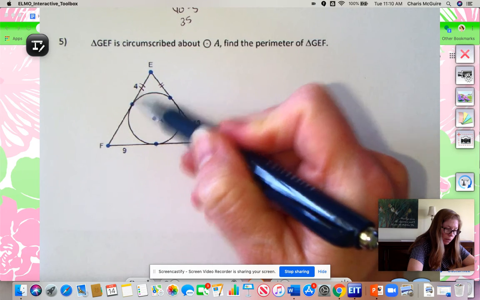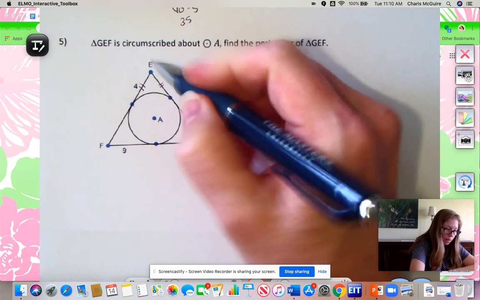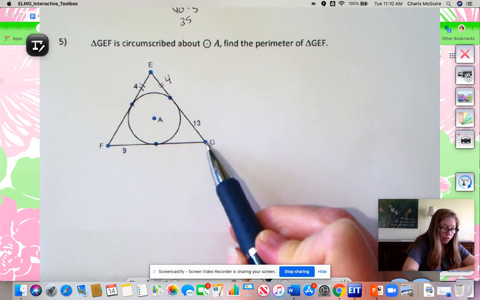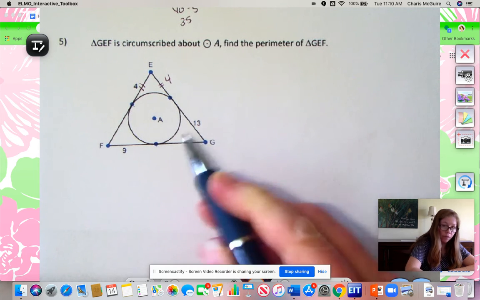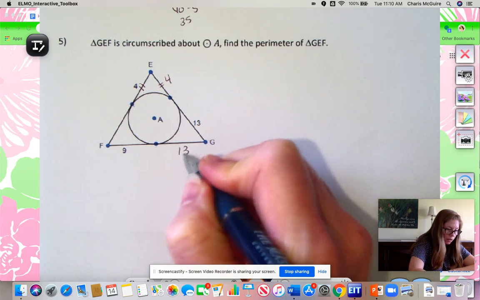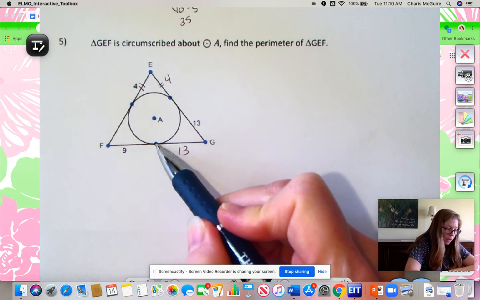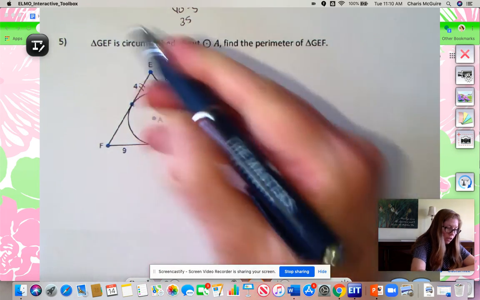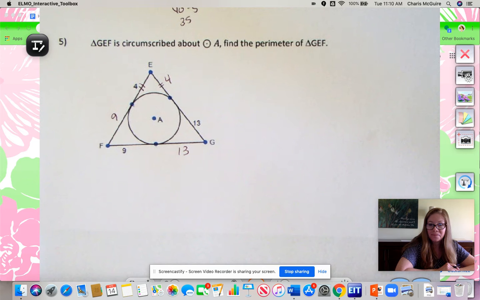So I don't have a point here. I wish I had this labeled. But this segment is 4, so that means this segment is 4. Coming down here, we have from G a length of 13. That means this length would also have to be 13. And then we've got, let's see, from this point of tangent C to F is 9. So from F to here is also 9. And then it says find the perimeter. Go do it.